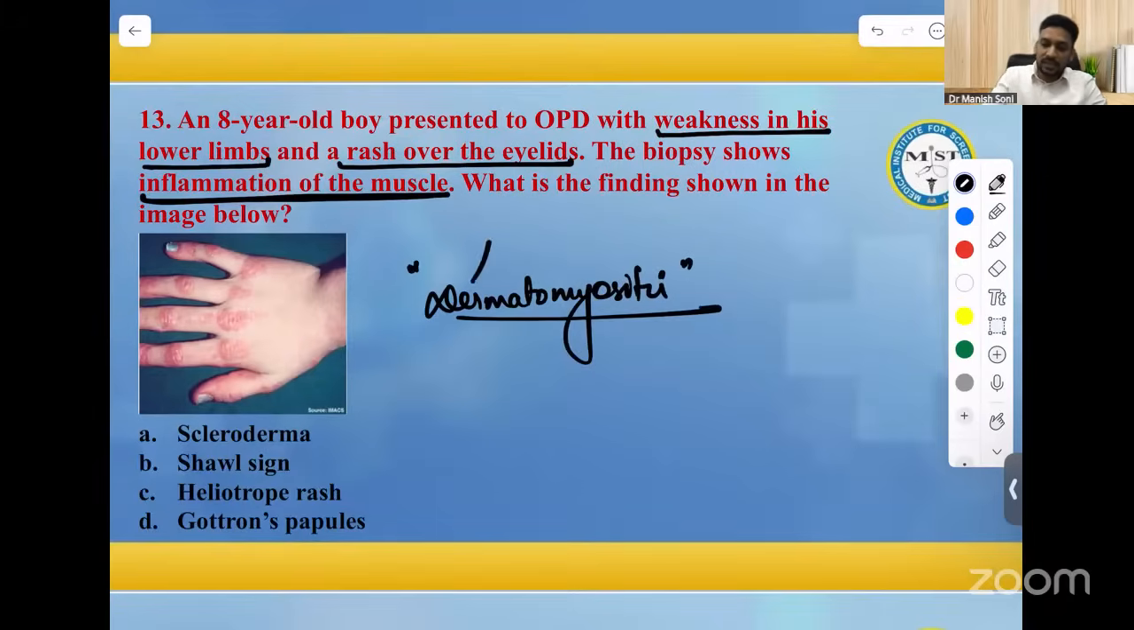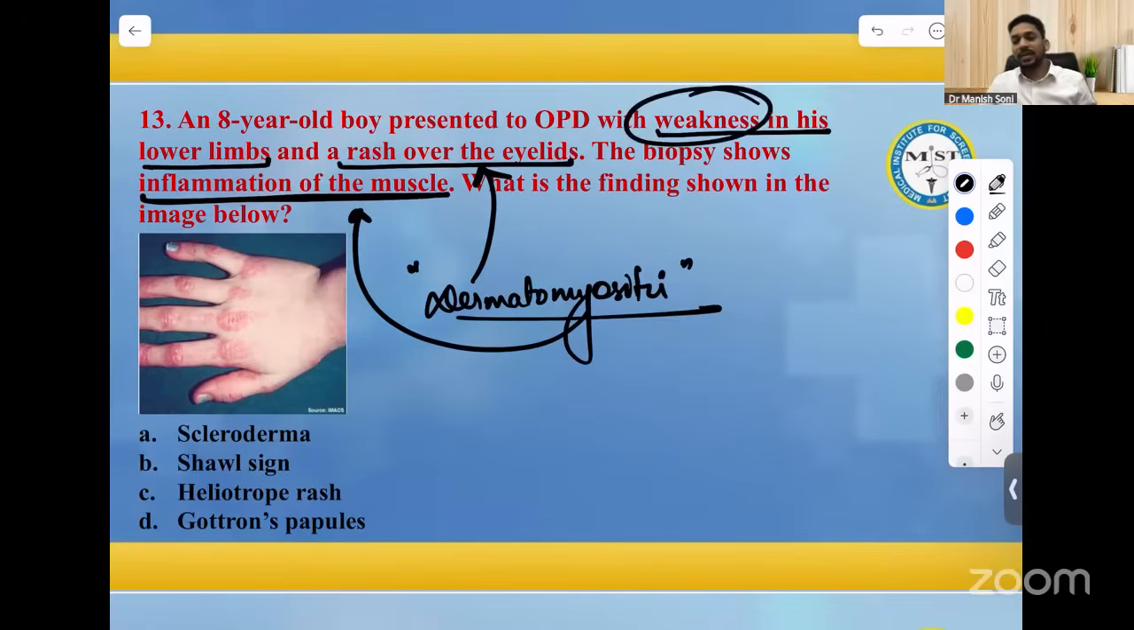Why do we call it dermato? Because here skin involvement is also seen. And why myositis? Because there is inflammation of the muscle. So this is a case of dermatomyositis where skin involvement and muscle involvement are both seen. There is inflammation in the muscle due to which the patient has weakness in the lower limbs. The patient is unable to walk properly or sometimes climb the stairs properly.